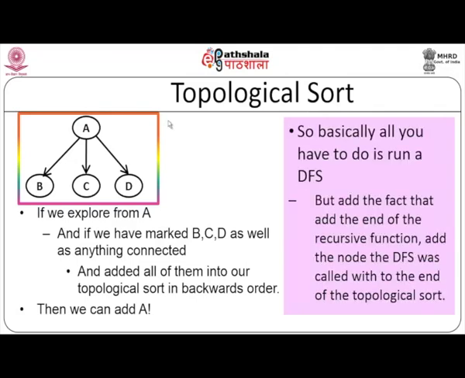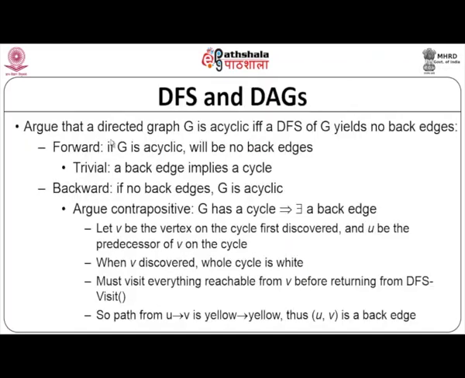Basically, all you have to do is run a DFS, but at the end of the recursive function you add the node the DFS was called from to the end of the topological sort. So, you run a DFS and at the end of the recursive function, the node that called the DFS is added at the end of the topological sort. For example, if you had called from A, B, C, D, then after you finish B, C, D you add A.